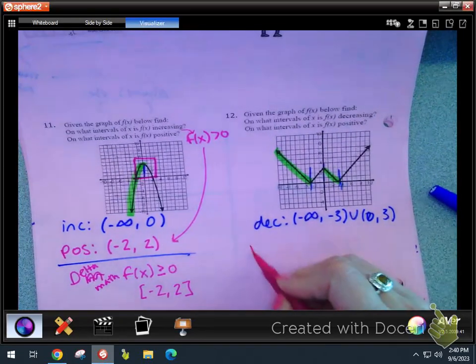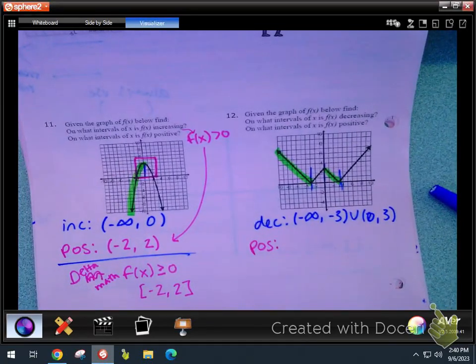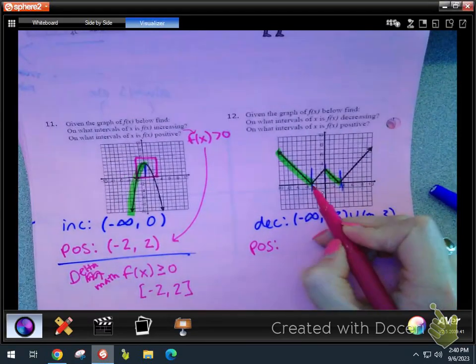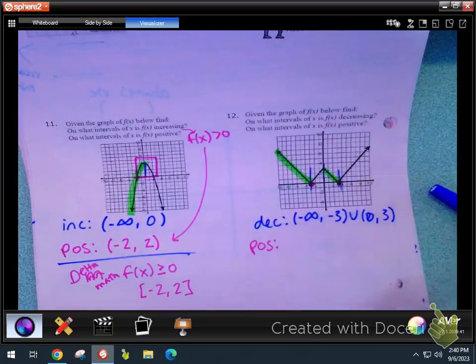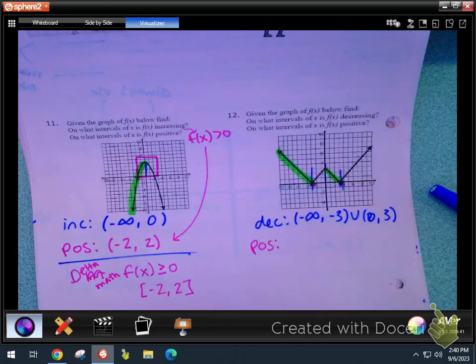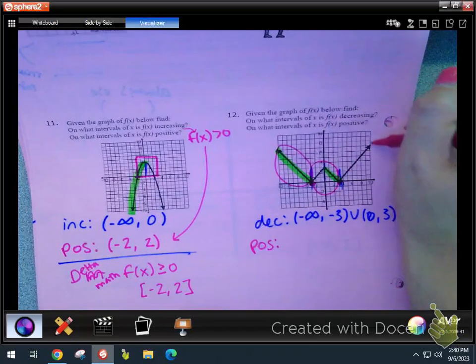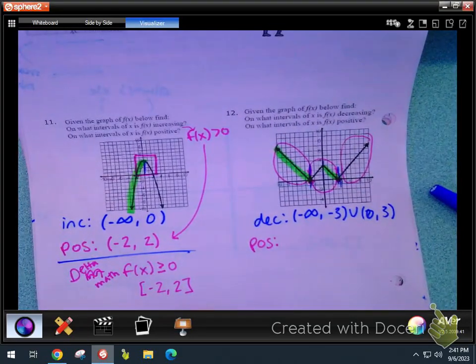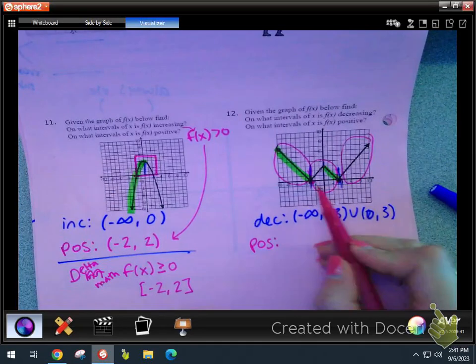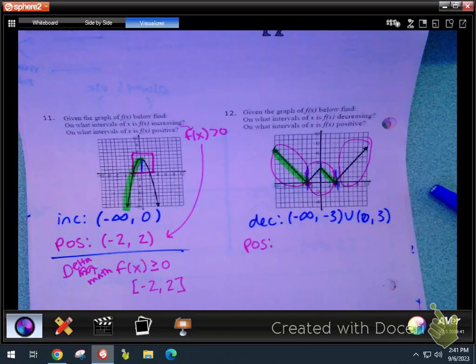What about positive? This one's a little tricky. Okay, I just said positive. I didn't say greater than or equal to 0. So what's going on right here and right here? When I'm at 0, those are stopping points. So I have to write an interval for this, an interval for this, and an interval for this, to write 3 intervals because it just asks for positive. So at these 2 x-intercepts, the root solutions, the graph is not positive because it's at 0. So I have to stop there.